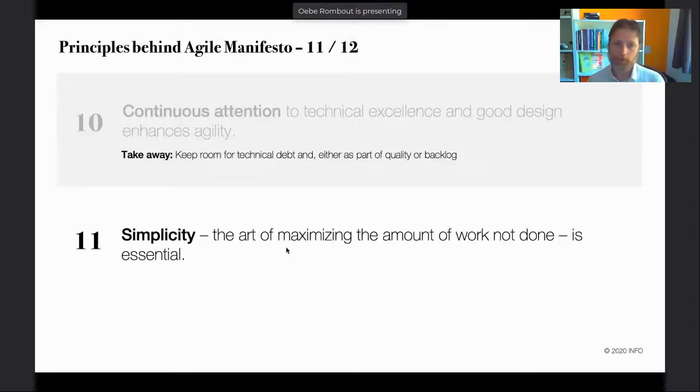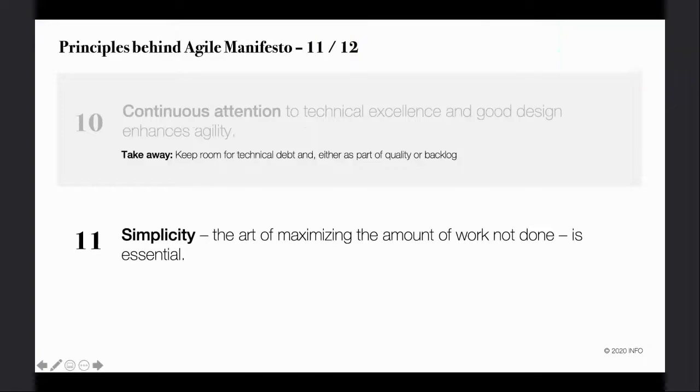So the next one, number 11, two more to go. Simplicity: the art of maximizing the amount of work not done is essential. Yes, I'll pick this one up. And I think this often shows how strong you as a PO are, because you have to be really ruthless about what will make it to the sprint and what won't make it to the sprint.